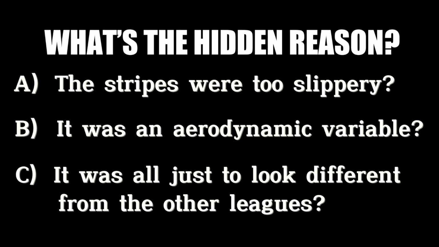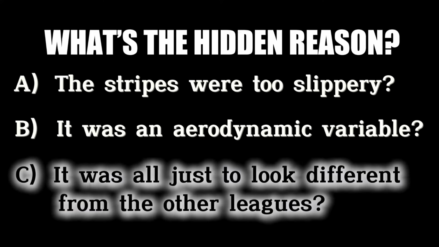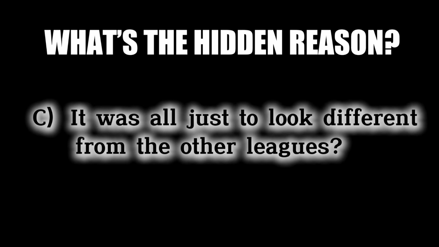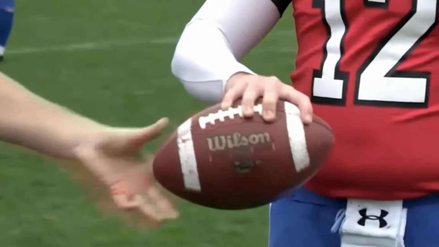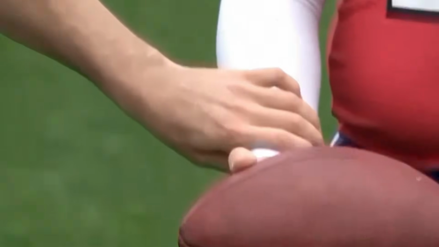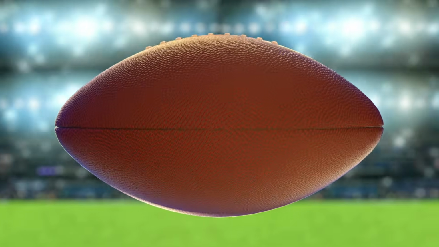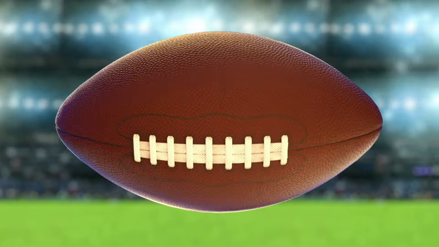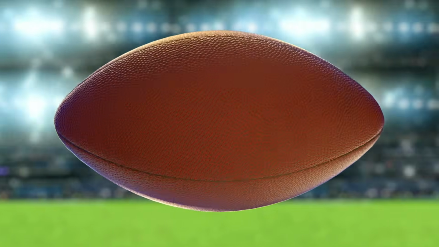So the ultimate hidden reason for the missing stripes is C, to look different from the other leagues. The grip problem was the perfect engineering excuse to establish a completely unique visual brand. By maximizing friction, they created a specialized tool and a singular professional look, both at once.